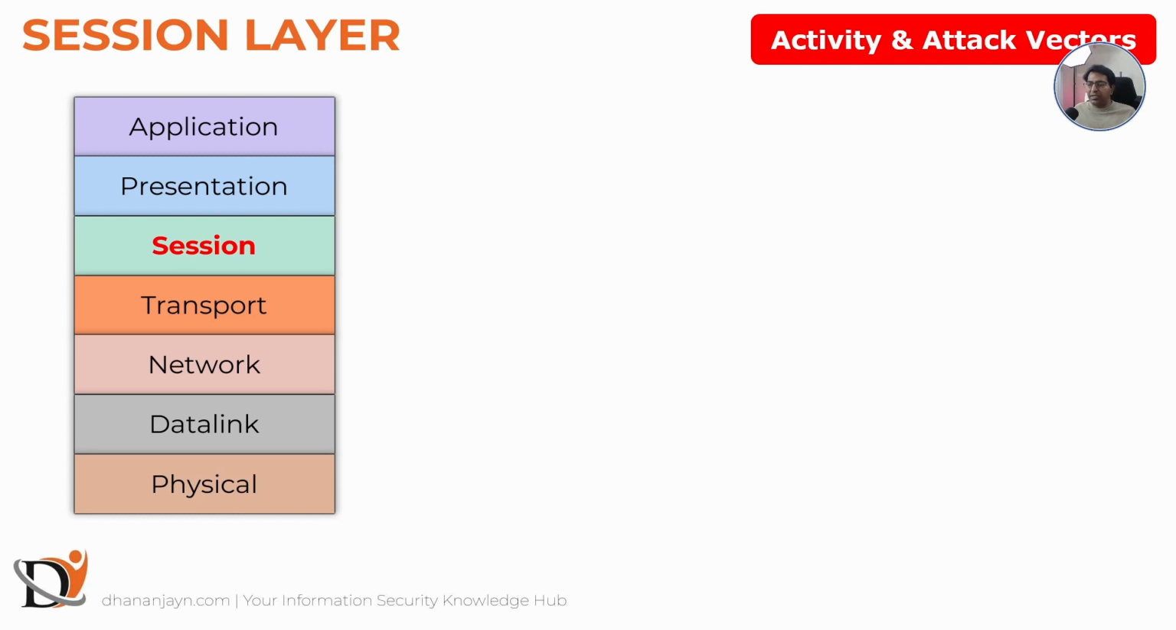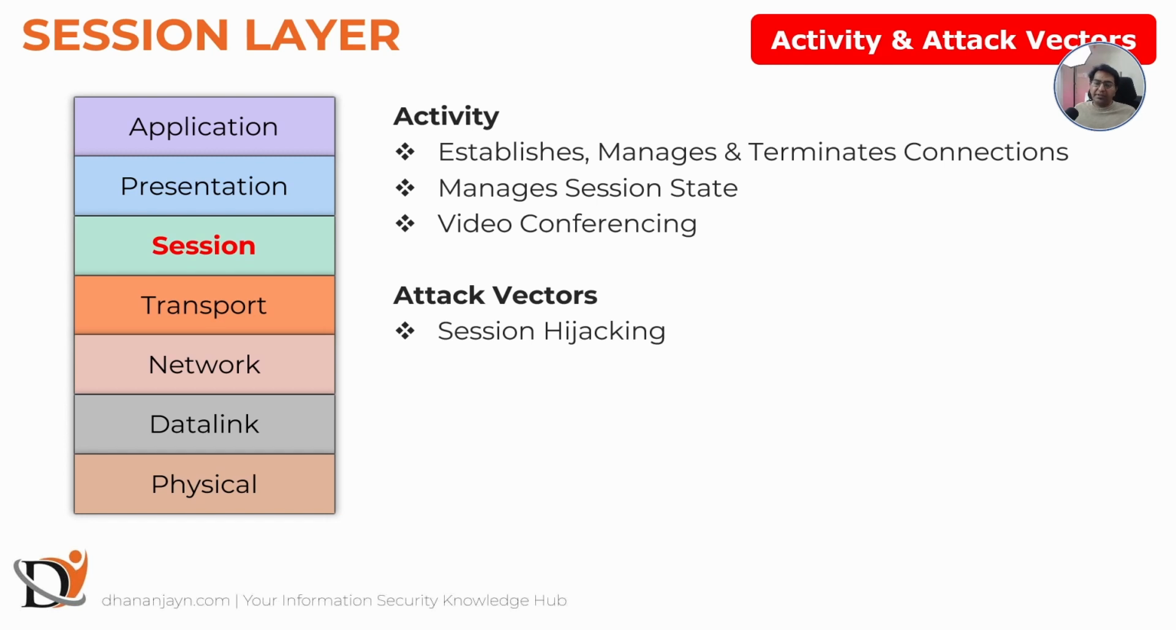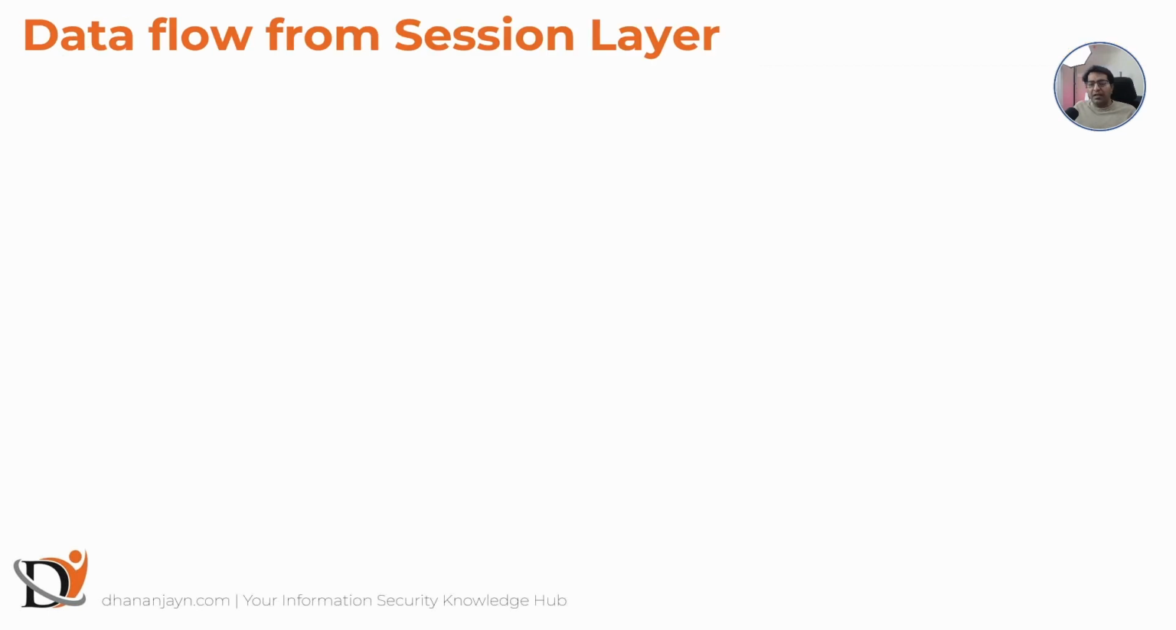So, let's talk about the activity and attack vectors. Activity, as we already discussed, establishes, manages, and terminates the connections and manages session state. For example, if you are in a video conferencing call, all the users within the same conference room have to maintain the session that is being established. For attack vectors, session hijacking is one of the well-known attacks here. So we have come to the end of the session layer.